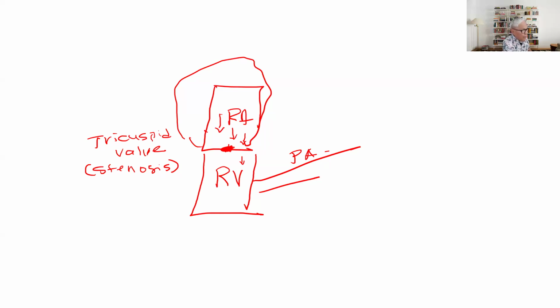The more common one, however, could be pulmonary valve dysfunction right over here. So this is the pulmonary valve, or pulmonic valve.